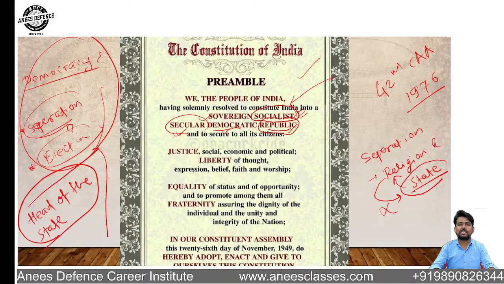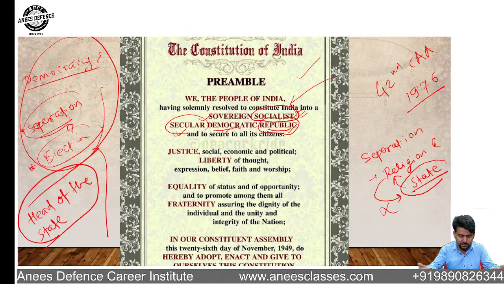And if the head of the state is not elected, that means if it is hereditary, then they will not be called as republic. Instead, they will be called as monarchy. Is that very clear? So I'll give you examples of this. So India is both democratic and republic. India is both democratic and republic because we have entire government set up as elected by the people, frequent elections, guarantee of fundamental rights, separation of powers, etc.